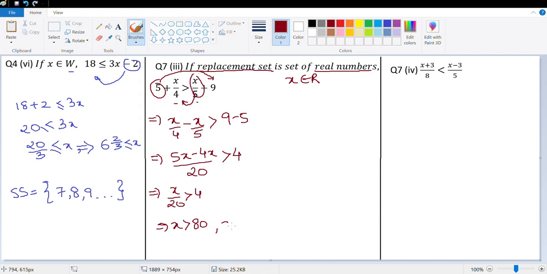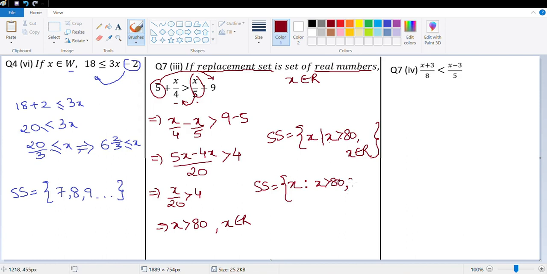And x belongs to a real number. So if you need to write your solution set, you will write it as the set of all x such that x is more than 80 and x belongs to R. That's your final answer. Some people also write this with 2 dots, which means the solution set is the set of all x such that x is more than 80 and x belongs to R.